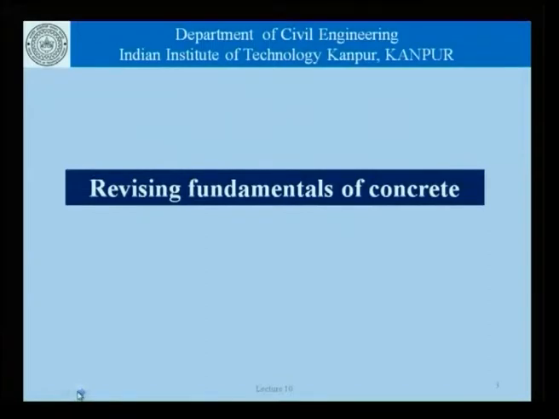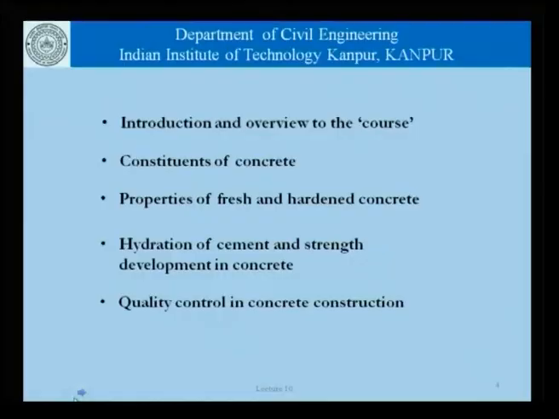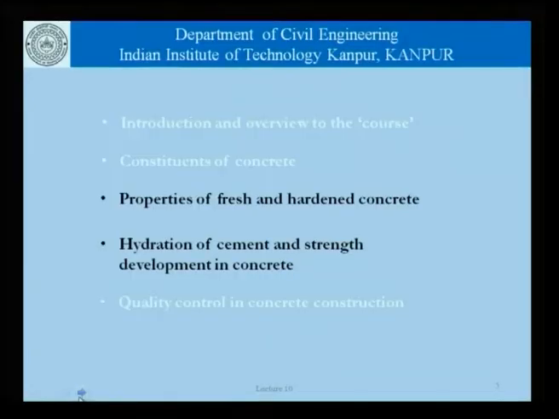As far as our discussion on revising the fundamentals of concrete is concerned, we are trying to do an overview of this course, constituents of concrete, cement, sand, coarse aggregate and water, in addition to chemical and mineral admixtures, properties of fresh and hardened concrete, hydration of cement and strength development, and quality control in concrete construction. Out of that, our discussion today would focus on a topic which spans between properties of fresh and hardened concrete and hydration of cement and strength development.